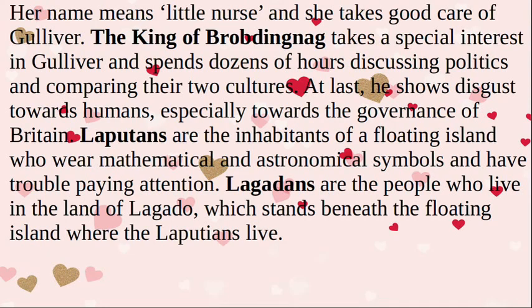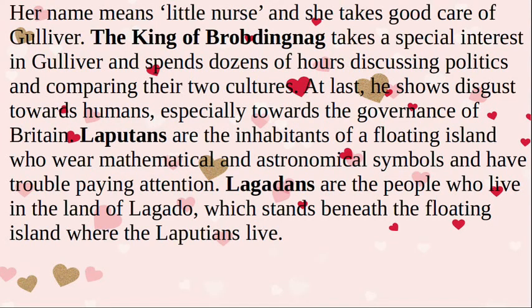The king of Brobdingnag takes a special interest in Gulliver and spends dozens of hours discussing politics and comparing their two cultures. At last, he shows disgust towards humans, especially towards the governance of Britain.